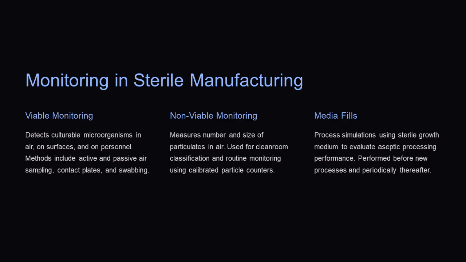Viable monitoring detects culturable microorganisms in air, on surfaces, and on personnel using active and passive air sampling, contact plates, and swabbing. Non-viable monitoring measures the number and size of particulates in the air, used for cleanroom classification and routine monitoring. Media fills use sterile growth medium to evaluate aseptic processing performance before new processes and periodically thereafter.